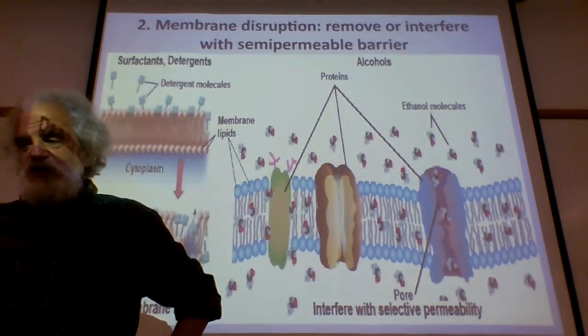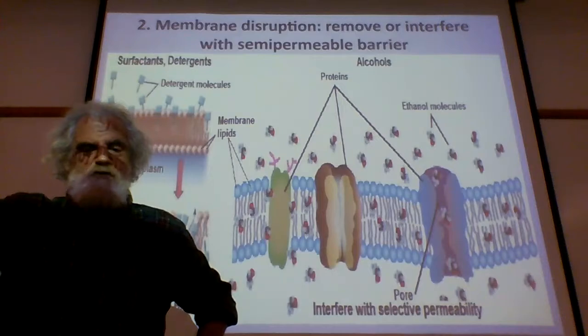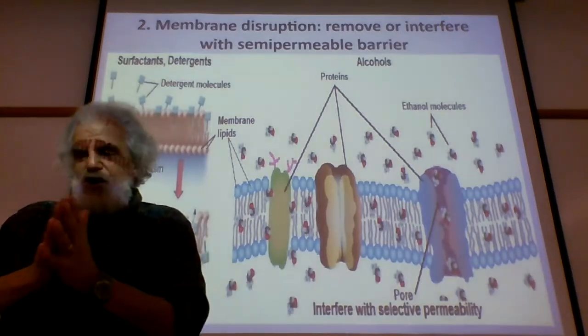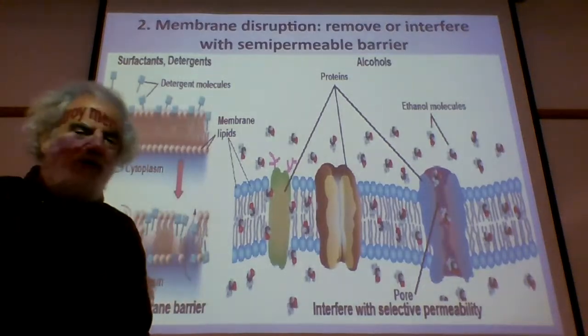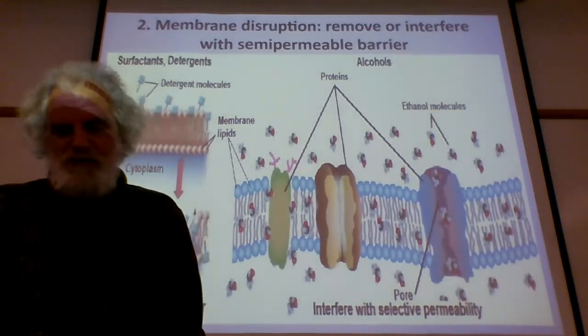So soap does a very good job of breaking apart bacteria. Alcohols also do a really good job of entering into the plasma membrane and causing disruption. They do a whole range of different things. They can pull water out. They can break apart the membrane.